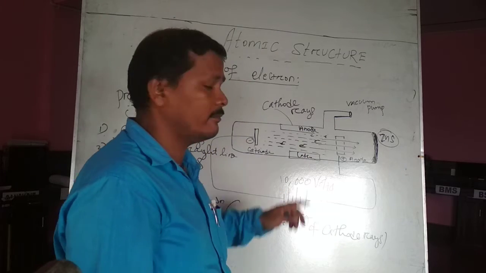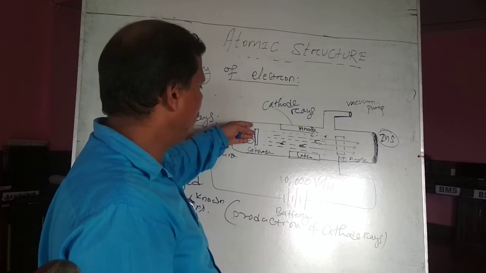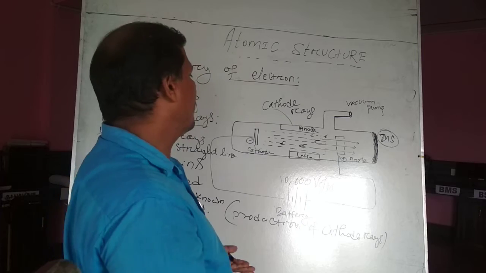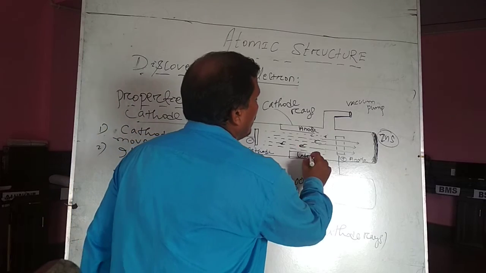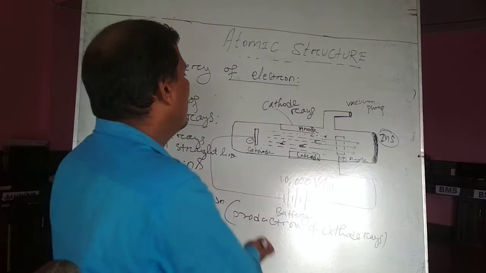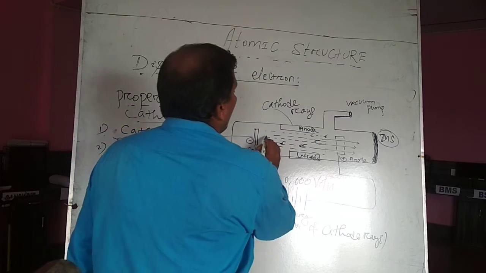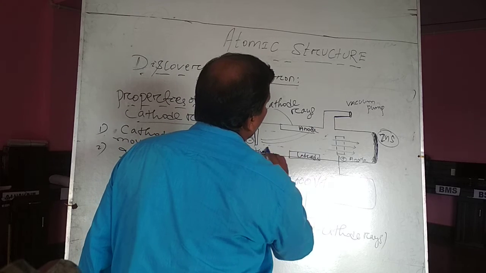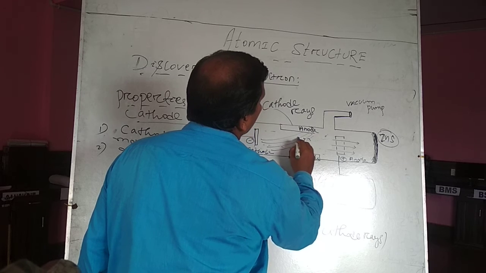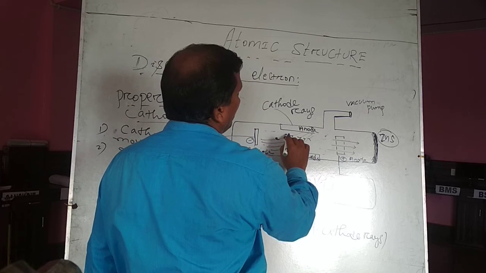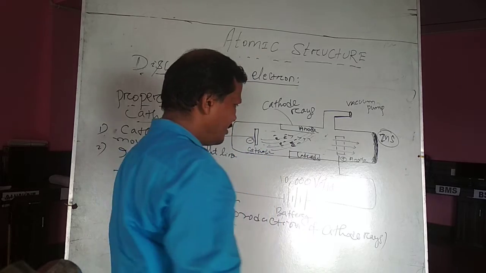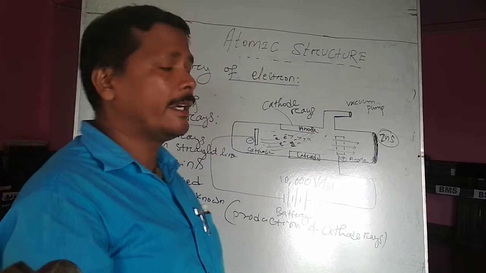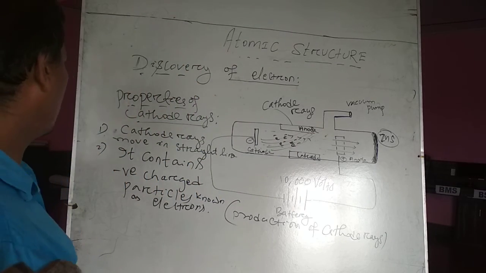Suppose it is an externally applied electric field. This is the arrangement we have made earlier. But when an externally applied electric field is there, with anode and cathode plates, it was observed that the rays were attracted towards the anode plate. So these are the electrons. They are attracted towards the anode plate. So it was confirmed that cathode rays contain negatively charged particles, which we call electrons.